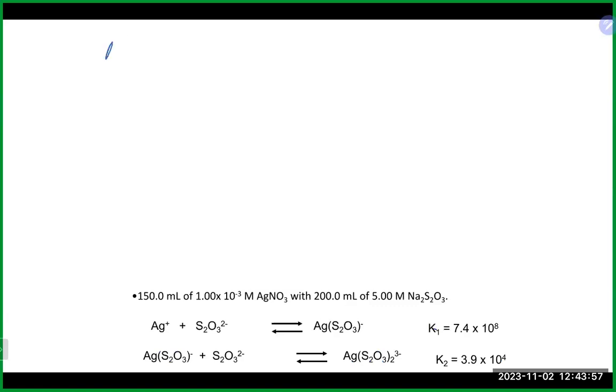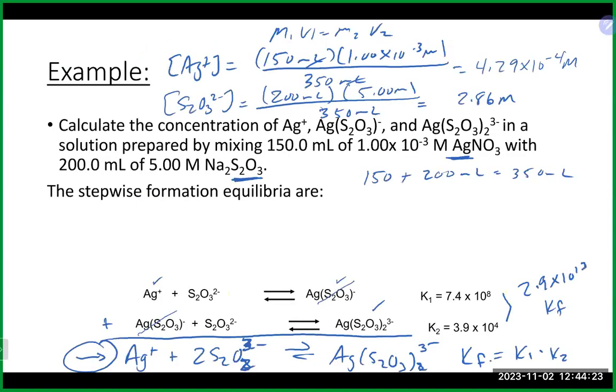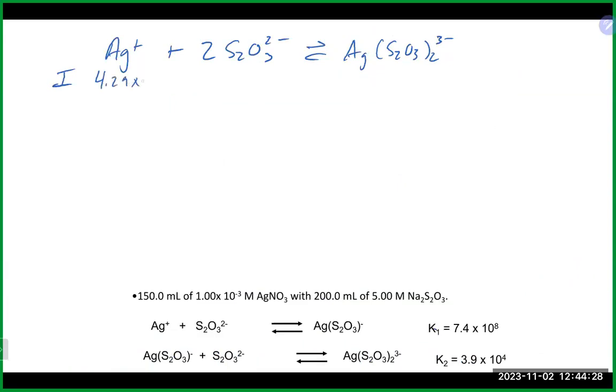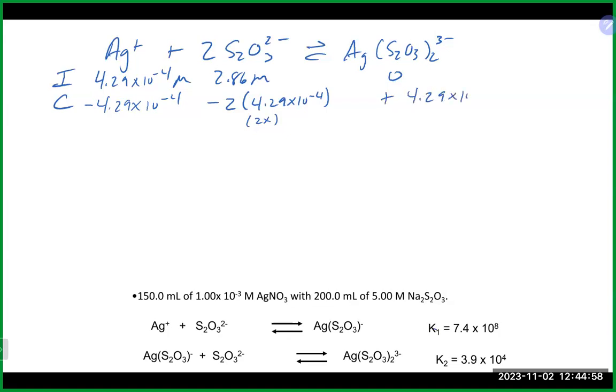So we're going to take our overall reaction, which again is our silver plus 2 of these guys, going to make our complex ion here of Ag(S2O3)2 3 minus in this case. So at this point, initially from our calculation on the previous page, we had for silver 4.29 to the minus 4. We have 2.86 molar for this guy and 0 for this guy. Once again, here we're going to use our assumption that all of the silver, or the metal here, should get used up. So that will be our change. Again, I do need to multiply it by 2 here for the change part because of the coefficient. That's similar to 2x basically. And here we would add 4.29 times 10 to the minus 4.